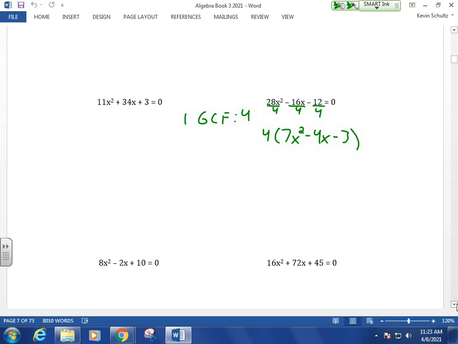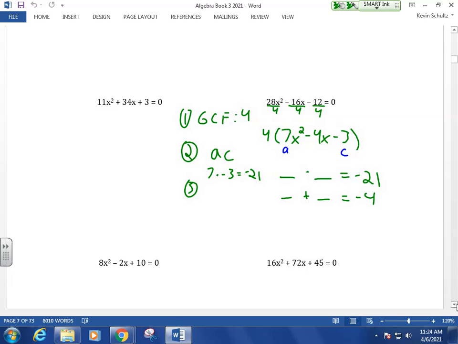Step 2. We're looking for the a times the c, which ax squared plus bx plus c. Our a is 7. Our c is negative 3. And we're going to multiply those together to get negative 21. And that negative 21 is important because now in step 3, this is where we figure out what the constants of our two binomials are going to be. So we're looking for two numbers that multiply to equal negative 21. That's where we use what we got in step 2 there. And those same two numbers add or subtract to equal our middle term, negative 4.